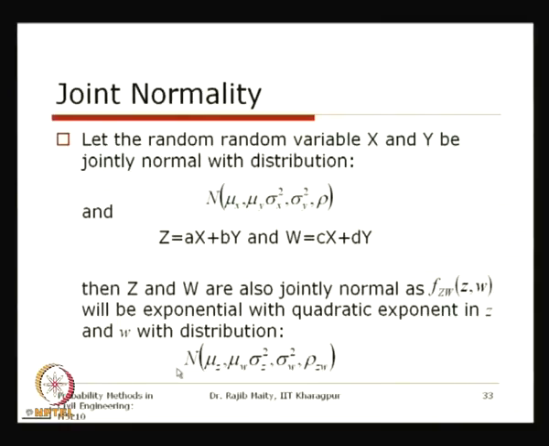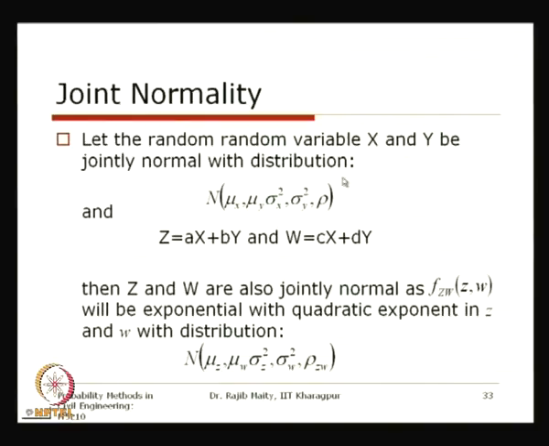Now the joint normality. Let the random variables x and y be jointly normal with the distribution, you know that it is mu x, mu y, sigma x, sigma y and rho. So mu x is the mean of the random variable x, mu y is the mean of the random variable y, sigma x square is the variance of the random variable x, sigma y square is the variance of the random variable y, and rho is the correlation coefficient between x and y. There will be a comma here between mu y and sigma x square.